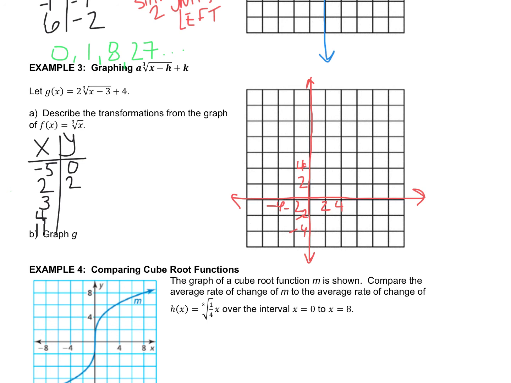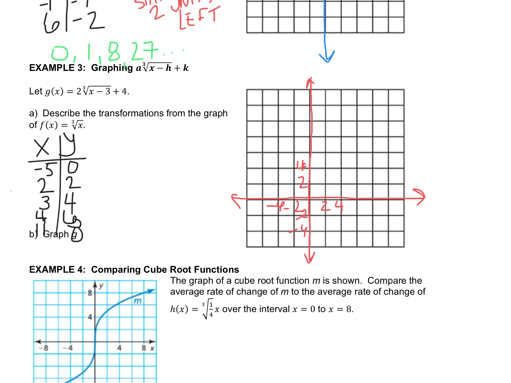Times 2 is still 0. Then it's a 4. 4 goes in. It becomes a 1. Take the cube root of 1. It's a 1. Times 2 is 2. Plus 4 is 6. When 11 goes in, I get 8. Cube root of 8 is 2. Times 2 is 4. Plus 4 is 8.